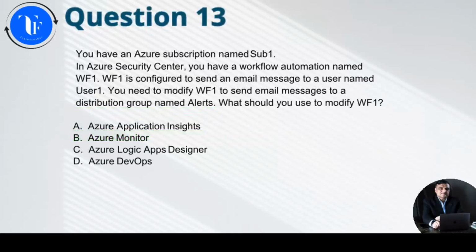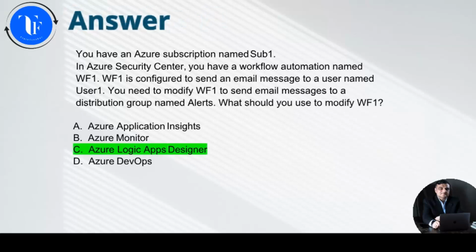Question 13. You have an Azure subscription named Sub1. In Azure Security Center, you have a workflow automation named WF1. WF1 is configured to send an email message to a user named User1. You need to modify WF1 to send email messages to a distribution group named Alerts. What should you use to modify WF1? Azure Application Insights, Azure Monitor, Azure Logic Apps Designer, Azure DevOps. Answer is C, Azure Logic Apps Designer.